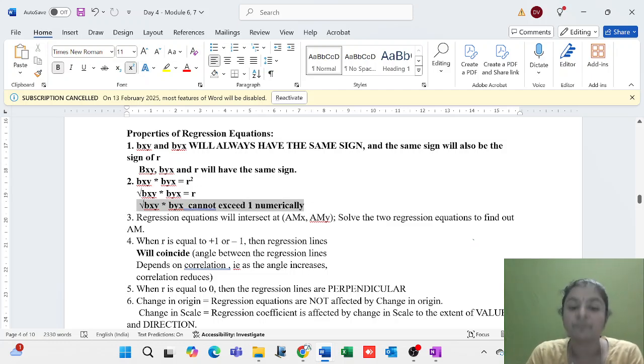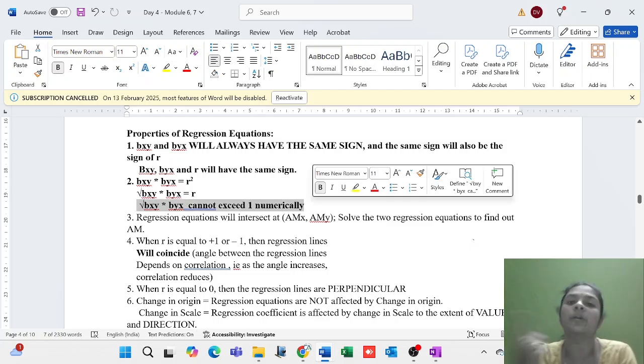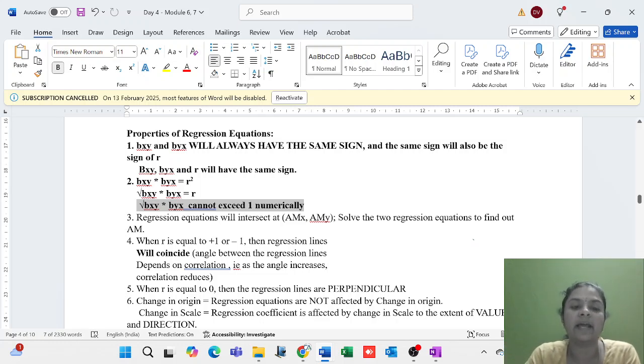And therefore, we all know that r cannot exceed plus or minus 1, which means r square also cannot exceed 1. 1 is the maximum. So since r square cannot exceed 1, the product of the 2 regression coefficients, bxy into byx, cannot exceed 1. Numerically, it has to be less than 1. Clear? This property is very important, very frequently tested in the regression formulas.